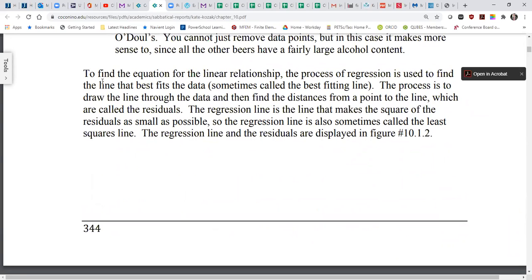So now you need to find the equation for the linear relationship. The process of regression is used to find the line that best fits the data. Sometimes we call it the best fitting line.